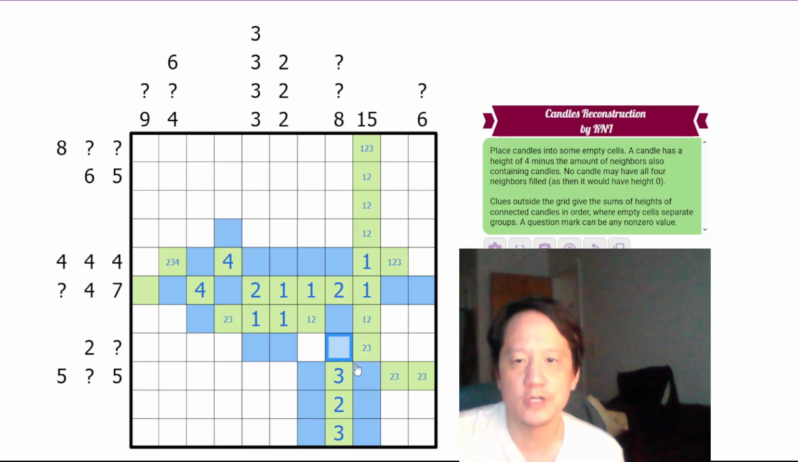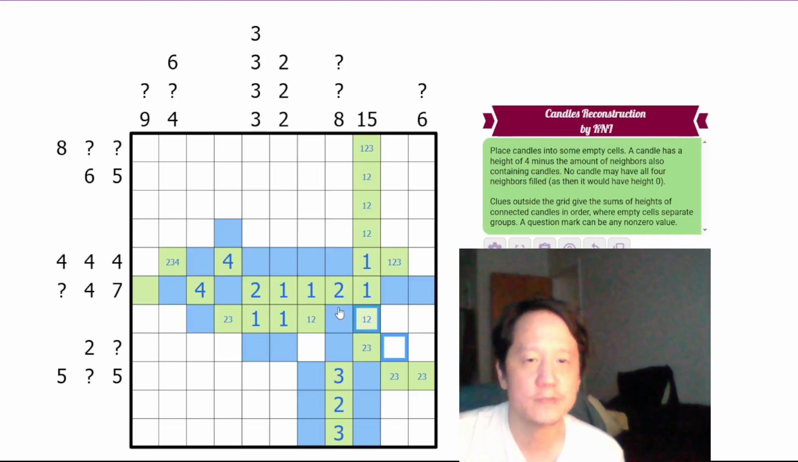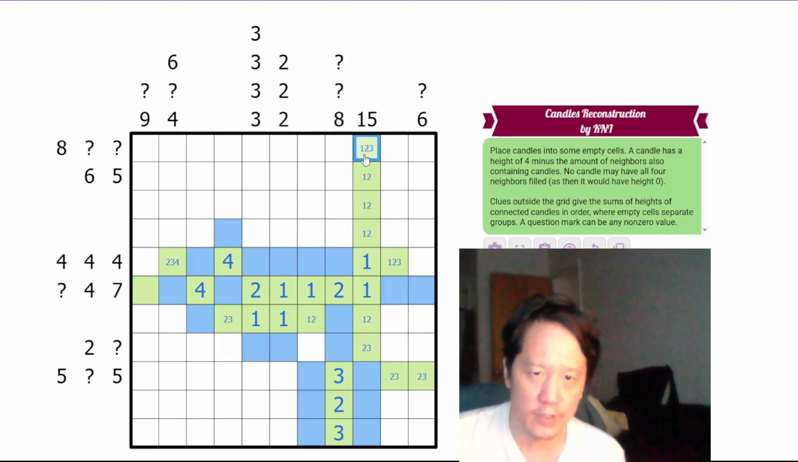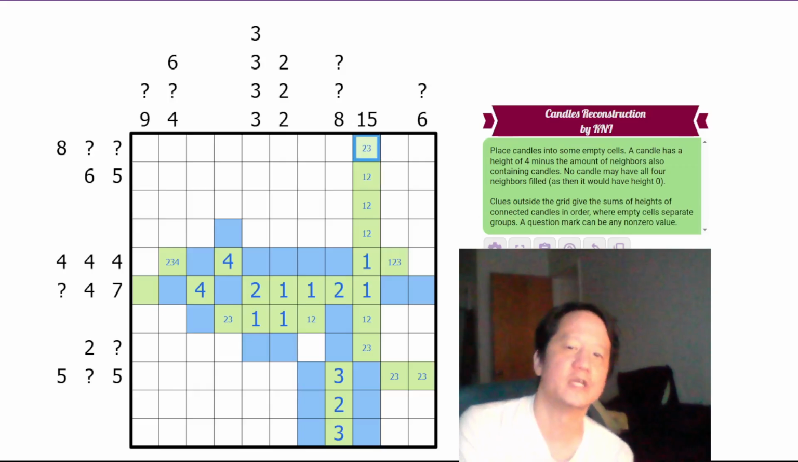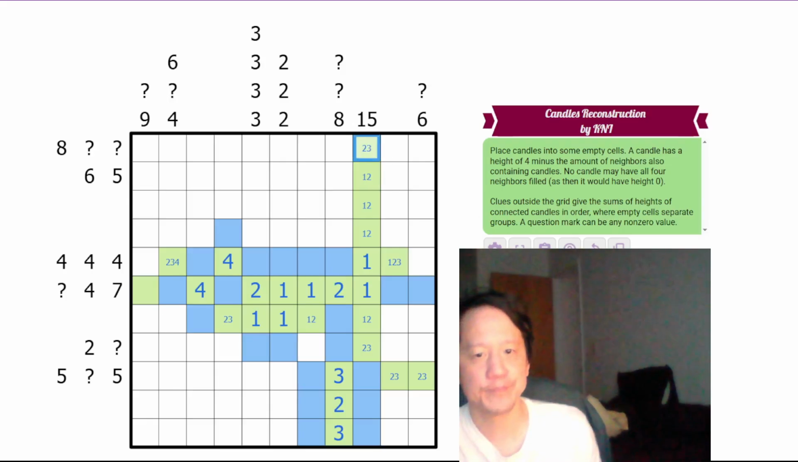Because it has 2 neighbors without candles, which means at most 2 neighbors with candles. This can't be 1 either. If this is 1, 2, 2, 2, 1, 1, 2, 3, that's 5. 2, 4, 6, 8, and plus 1 is 9. That's 14, which is too small. So you'd have to be 2, 3 there.